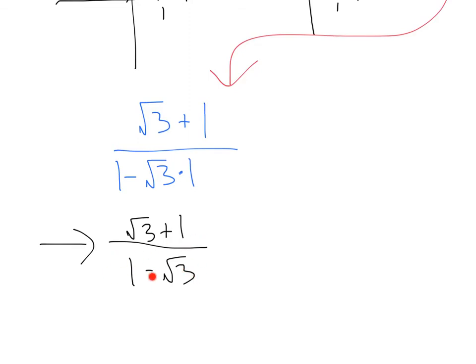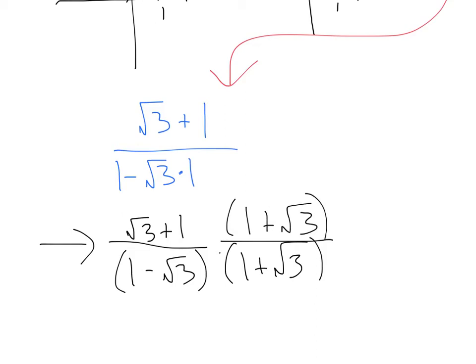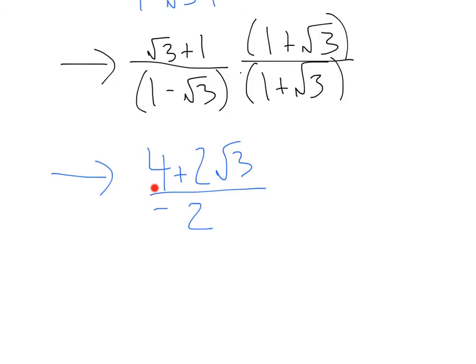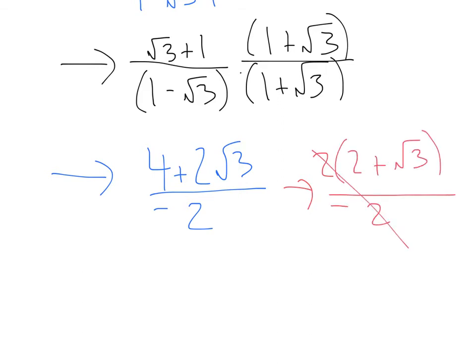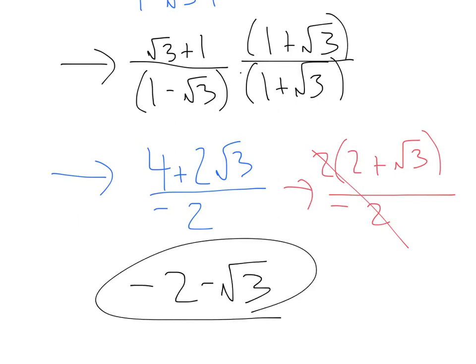To clear this out, to rationalize, we have to use the conjugate. That's going to be 1 plus root 3 on the top and 1 plus root 3 on the bottom, both of them. That'll give us 4 plus 2 root 3 all over negative 2. Looks like we've got a common factor here. Let's pull that out. That'll be 2 plus root 3 all over negative 2. These are going to cancel, and we're just going to be left, if I move that negative to the top here and distribute, negative 2 minus the square root of 3.